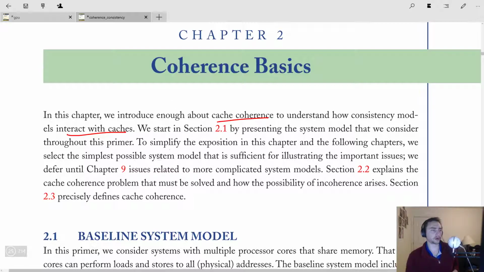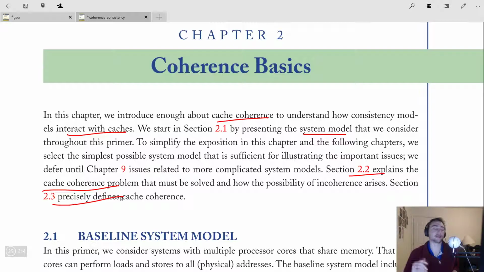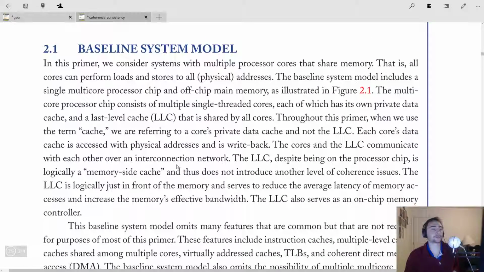So, we're going to talk about a couple things. First, the system that we're going to be using as the basis for all of our work. Then we need to talk about what the cache coherence problem is and present it in a new light, as well as more precisely defining what we mean by cache coherence and what we're really striving for in this baseline system.